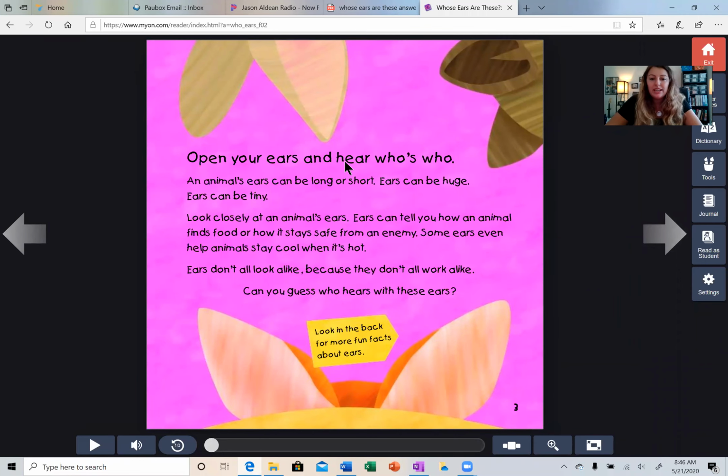Open your ears and hear who's who. An animal's ears can be long or short. Ears can be huge and ears can be tiny. Look closely at an animal's ears. Ears can tell you how an animal finds food or how it stays safe from an enemy. Some ears even help animals stay cool when it's hot. Ears don't all look alike because they don't all work alike. Can you guess who hears with all these ears?